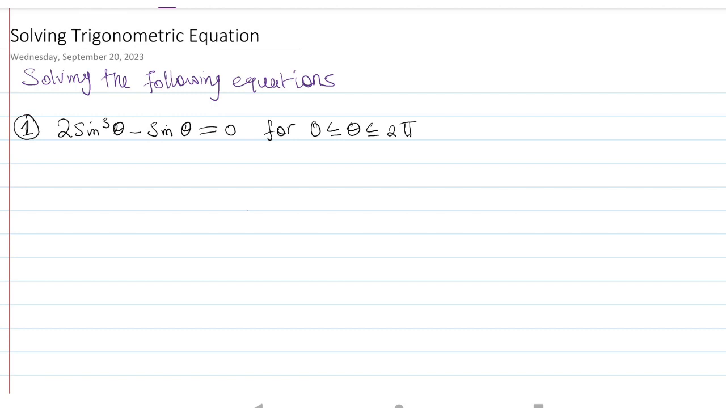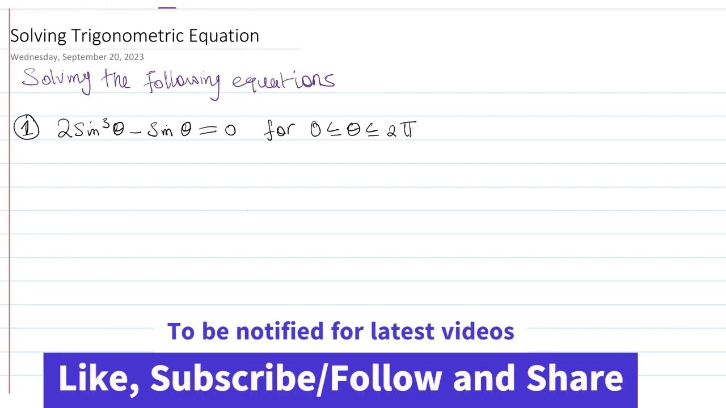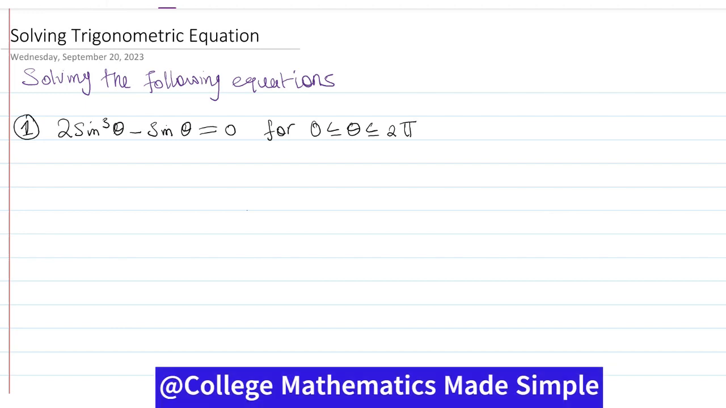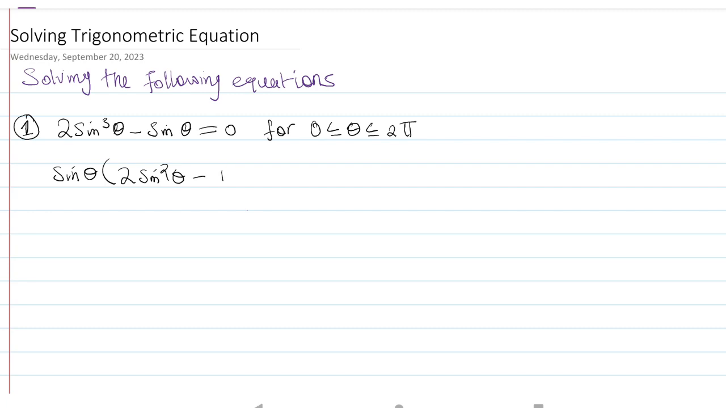The first one says 2 sine cubed theta minus sine theta is equal to 0. And we are going to choose only angles between 0 and 2 pi. So when you look at this equation, we can factorize it by factoring out sine theta. That is the first step. So let us go ahead and factorize sine theta. When we do that, we remain with 2 sine squared theta minus 1 is equal to 0.